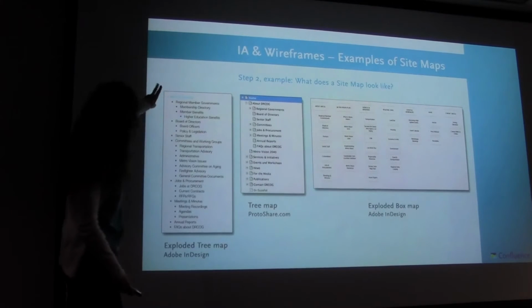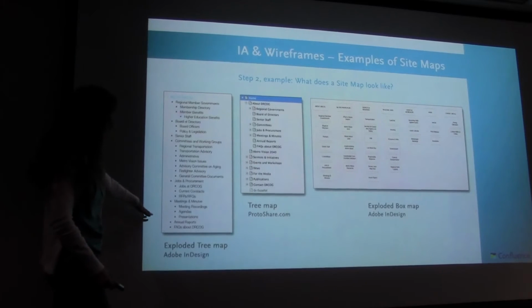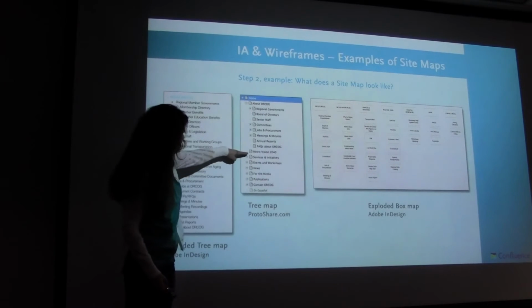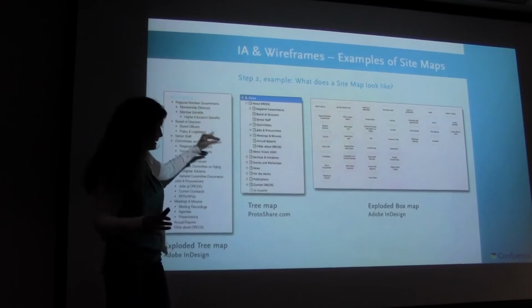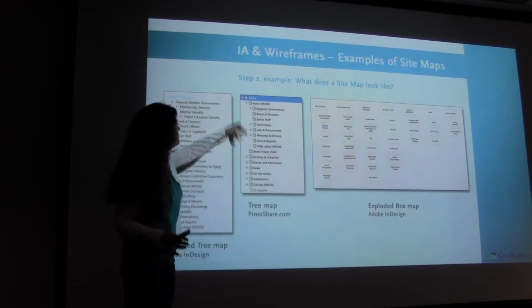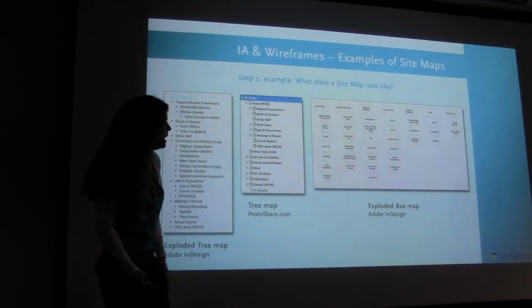So here we've got a big exploded tree map. Here we have a condensed tree map. So this looks a little bit more Windowsy, where you click and expand. So these are each sections. This is an expanded section.